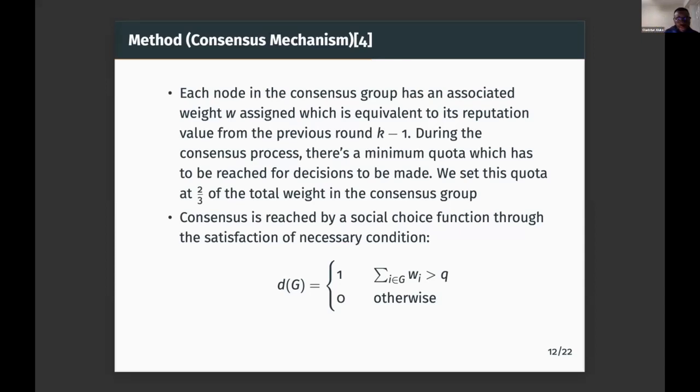And the consensus is only reached by a social choice function through the satisfaction of this necessary condition, DG, which is either going to be 0 or 1, depending on if the sum of the votes in favor of a decision is greater than the quota, which is 2/3. For cases where the decision is 0, that is the sum of votes is less than 2/3, we loop over this process and continue until we are able to arrive at a decision.